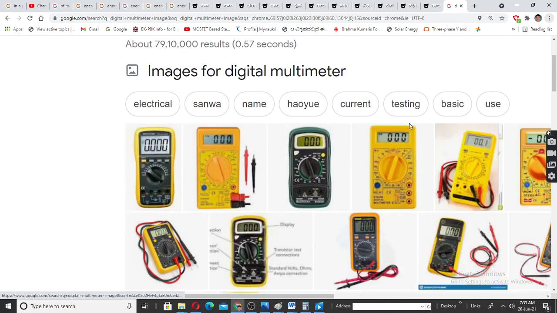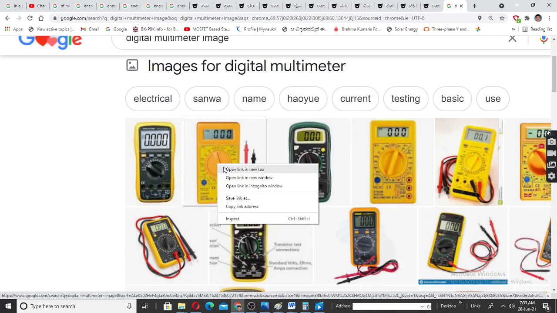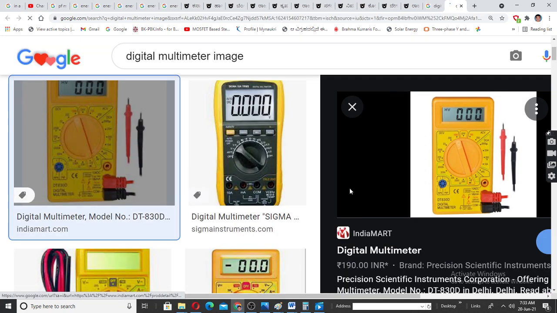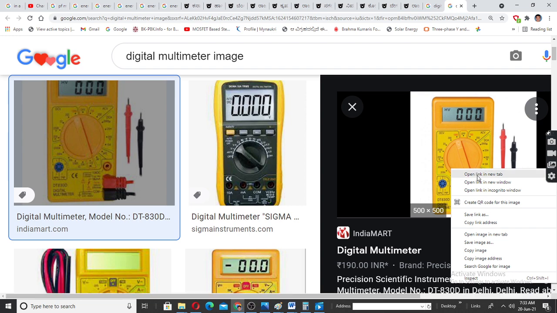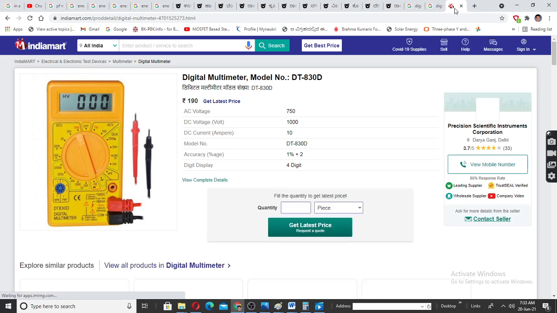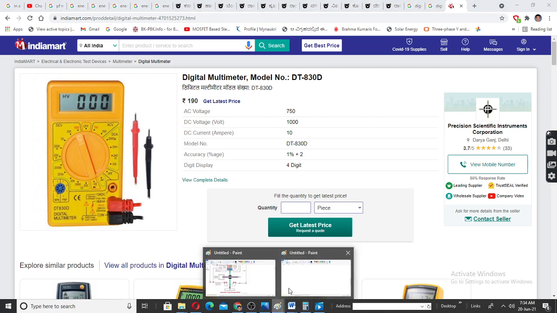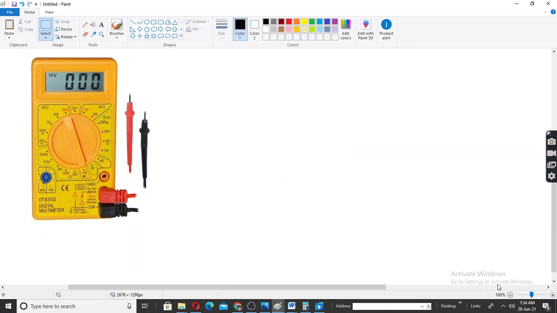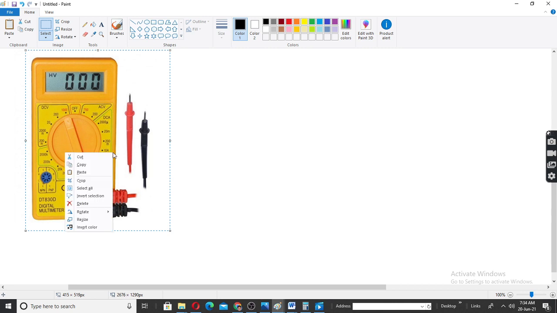It can be used to measure voltage, DC voltage, AC voltage, DC current, AC, everything. But in our laboratory, we use cheap multimeters, so it cannot measure AC current. See, this is a digital multimeter.